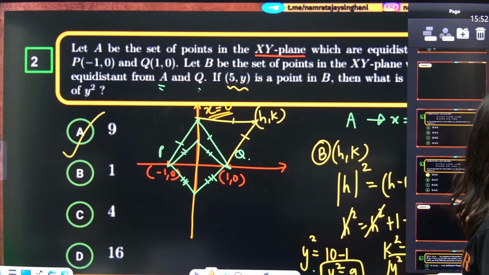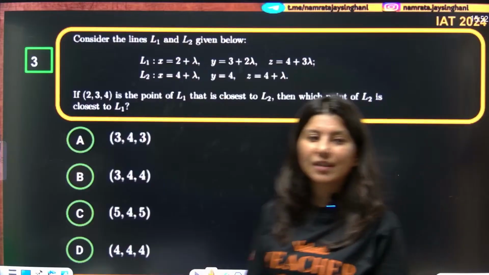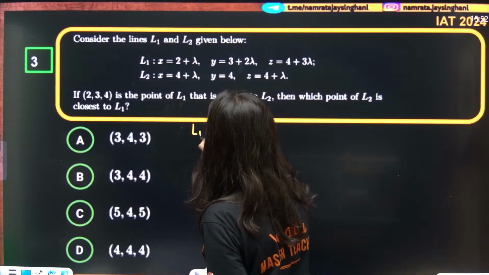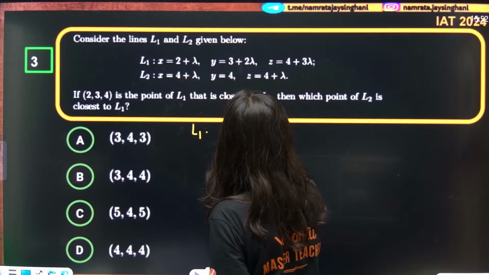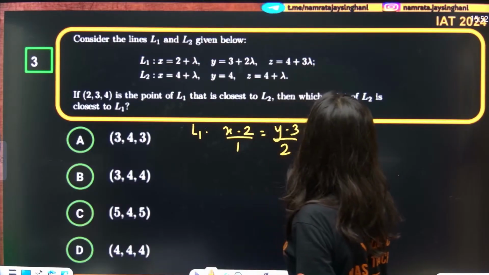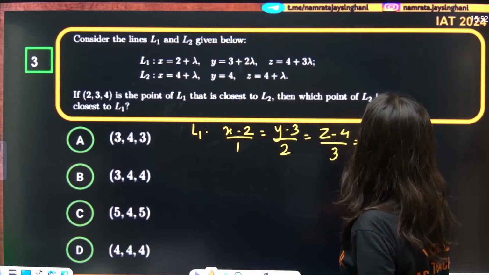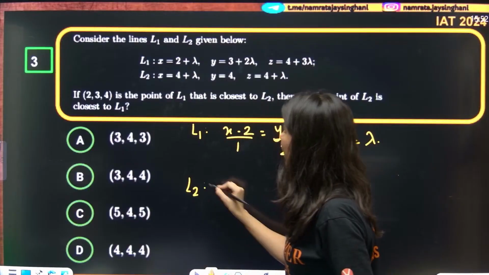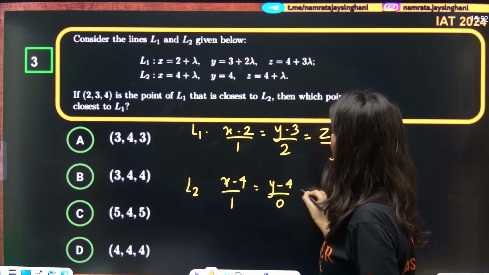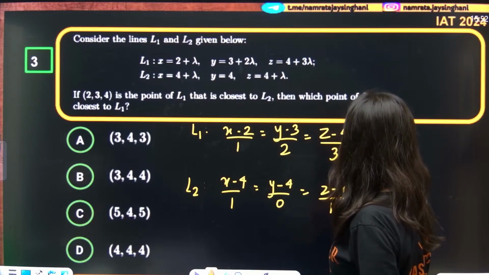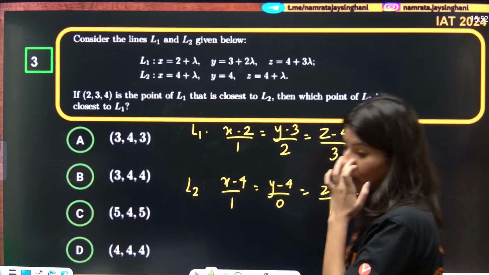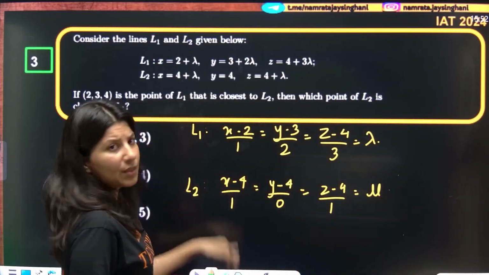Then we have our third question, which is from 3D geometry, my dear students. So there are two lines given to us. L1, let me just rewrite line number 1: (x minus 2) by lambda, (x minus 2) by 1, (y minus 3) by 2, and (z minus 4) by 3. This is nothing but lambda. L2 line also I can write over here: (x minus 4) by 1 is equal to (y minus 4) by 0 is equal to (z minus 4) by 1 is equal to, not lambda, let me write it as mu over here, because if I write both as lambda, it will create confusion.